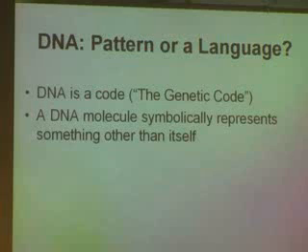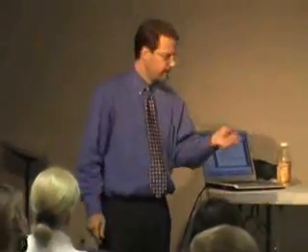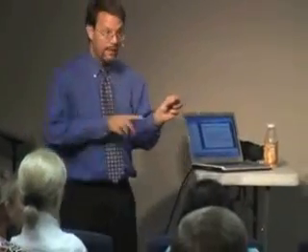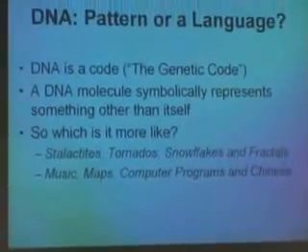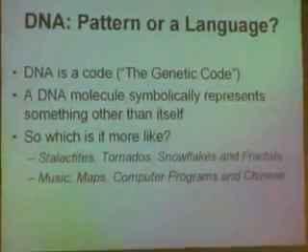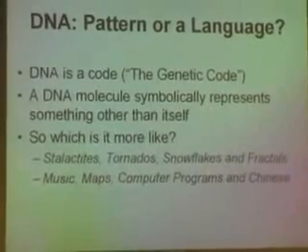It has instructions in the exact same sense as a computer language. A DNA molecule symbolically represents something other than itself. Somebody could scrape a little cell of skin and put it under a microscope, and if they were smart enough and had enough data, they could say, oh, that's you. Now, that strand of DNA is not you, but it is a representation of you, right? So is DNA more like a stalactite, a tornado, a snowflake? Or is it more like music, maps, computer programs, and Chinese? It's like the latter. It is not like the former.